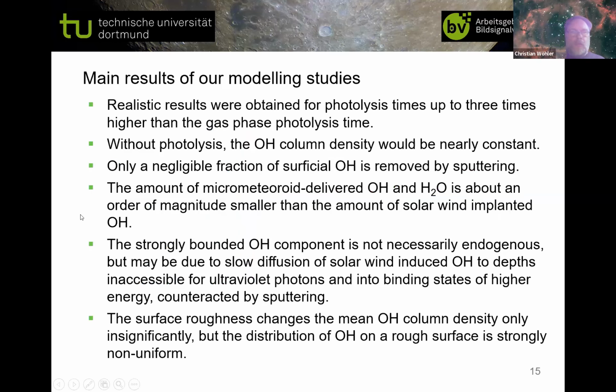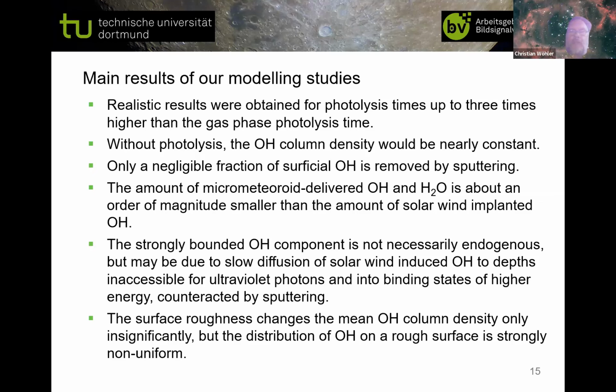Okay, so what are the main results of our modeling studies? First of all, realistic results were obtained for photolysis times up to 3 times higher than the gas phase photolysis time. Plausible is gas phase minimum, and a few times higher, because photolysis might be more difficult for implanted hydroxyl than for freely floating gas phase hydroxyl. Without photolysis, the OH column density would be nearly constant. So we need photolysis to explain diurnal changes.